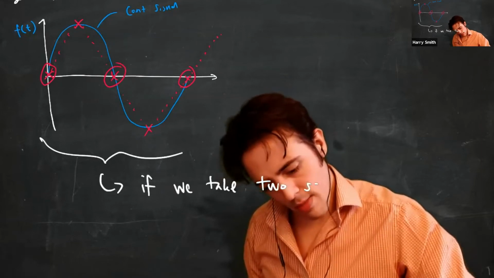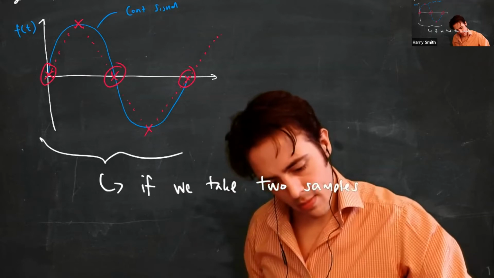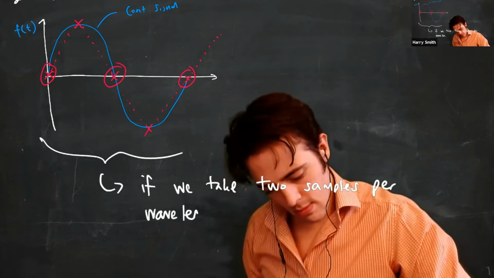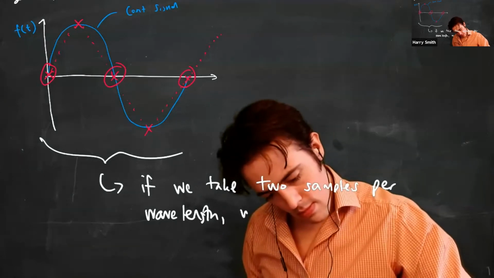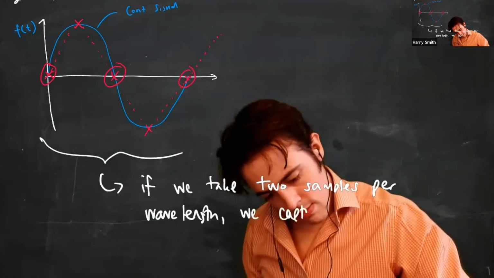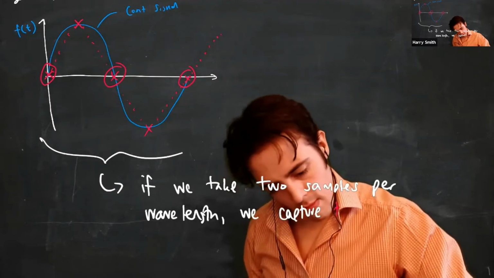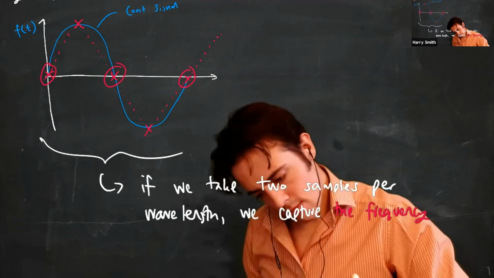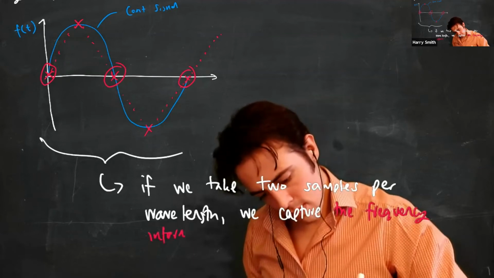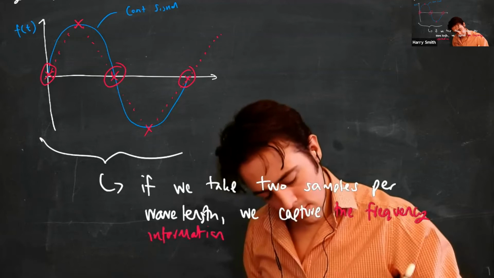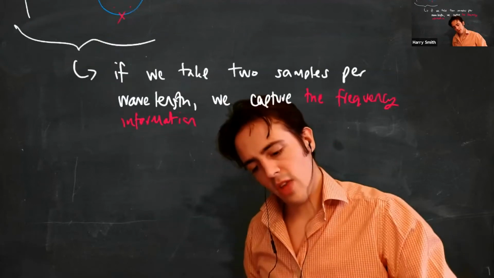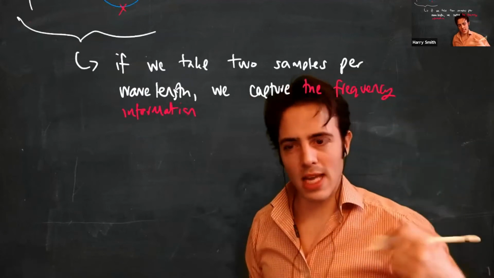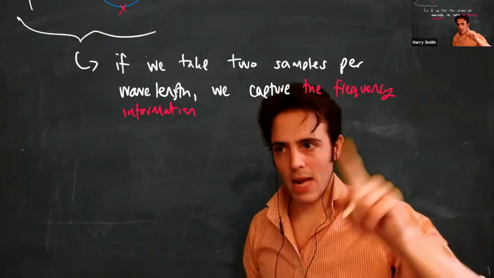If we take 2 samples per wavelength, so if we capture 2 samples per wavelength, we capture the frequency information. And I'm going to elaborate on what this means in a second. But before we elaborate, we're going to give this a name.